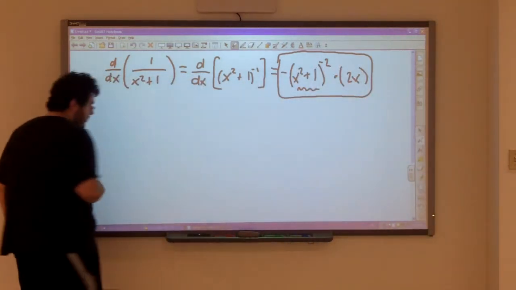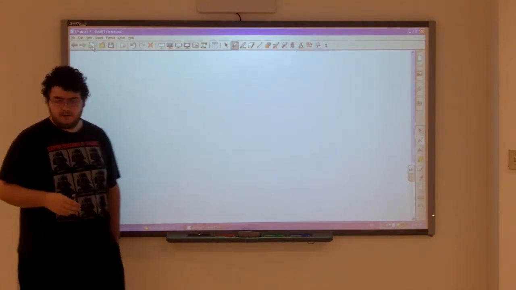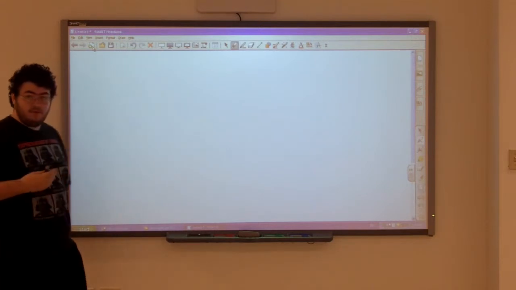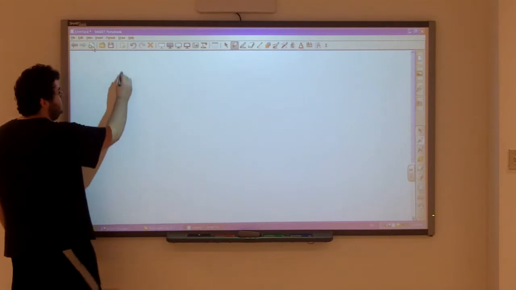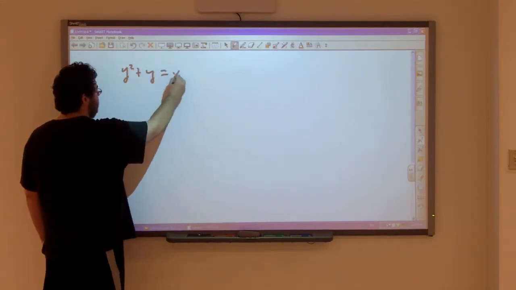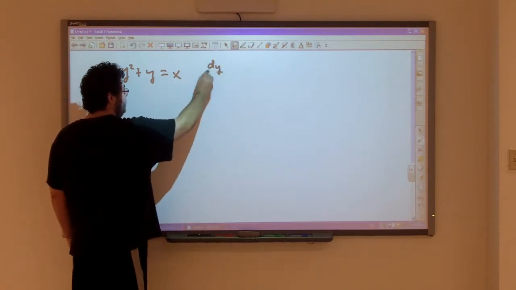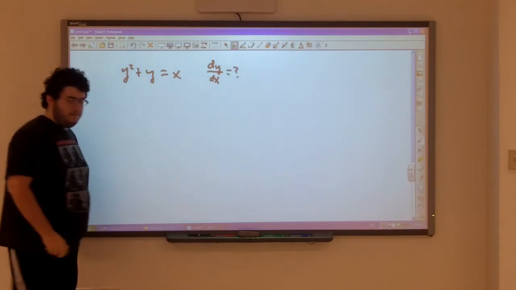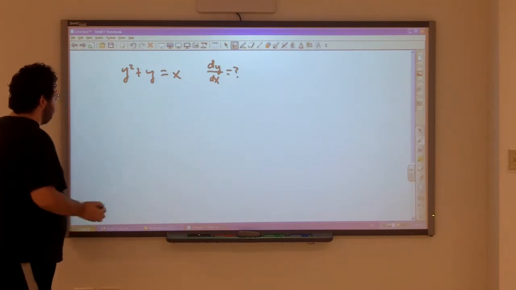Okay, so now we're going to look at an example that tends to trip up a lot of calculus students. They don't exactly see why this should be true, but all it comes from is the chain rule. So let's say we had y squared plus y equals x, and you were asked to find dy/dx.